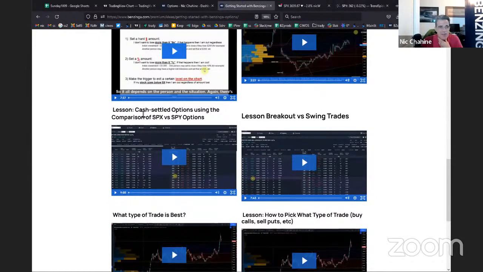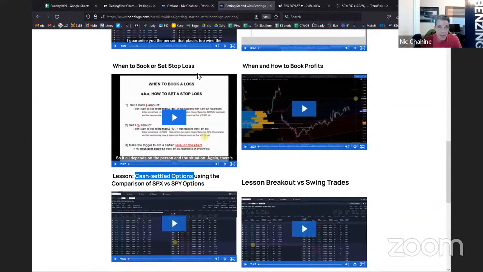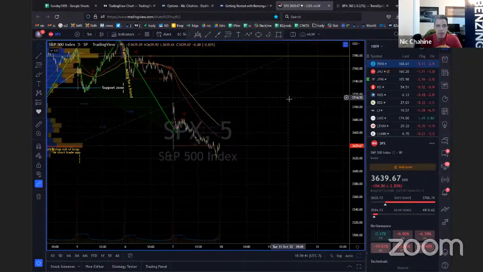It's time to add some more to them, like what are cash settled options? Pretty important. SPX is cash settled. That's why I like it. I like it a lot.